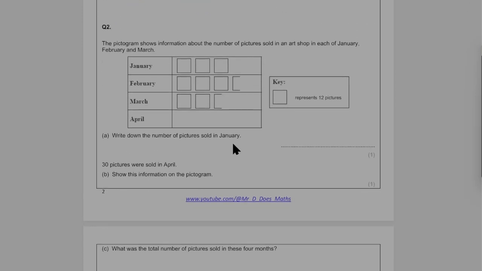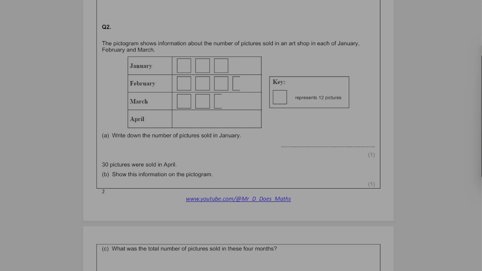Okay, question 2. The pictogram shows information about the number of pictures sold in an art shop in each of January, February, and March. Write down the number of pictures sold in January.